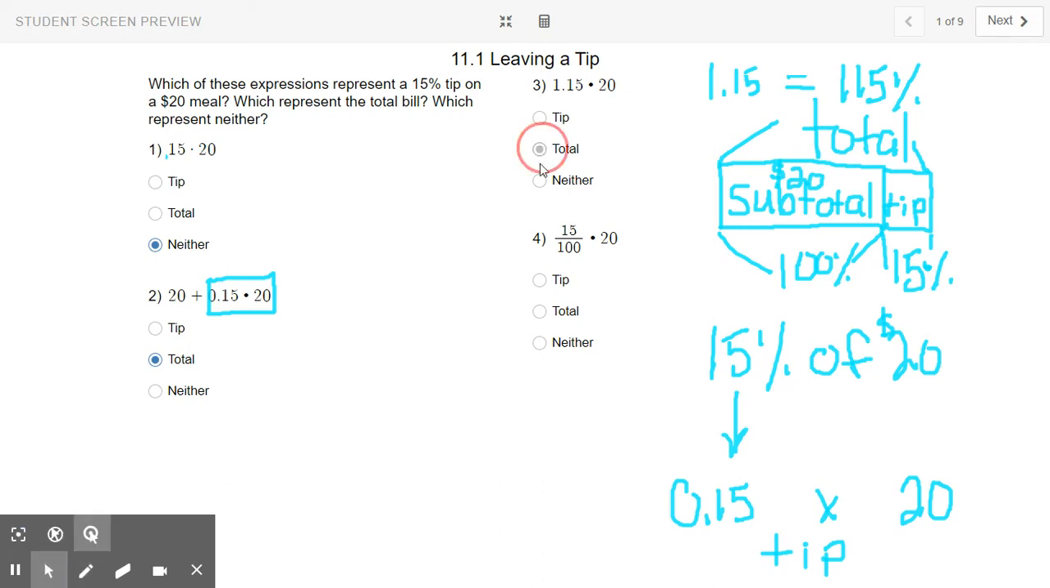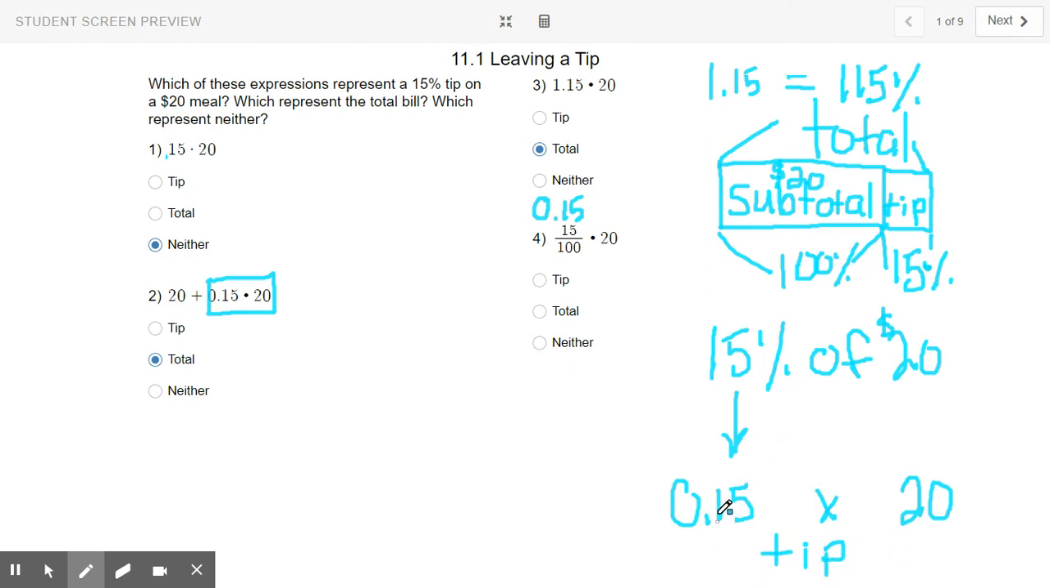Okay. And finally, we're looking at this one. This one says 15 hundredths, and this is a fraction version. So I'm really going to just put this into a decimal version because all the stuff I've been doing is decimals. And I know that 15 hundredths is simply 15 ending in the hundredths place as a decimal. So that's 15 hundredths times 20. And I know that that is the tip, right?